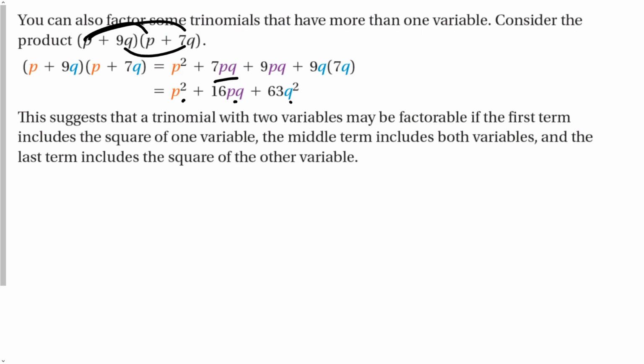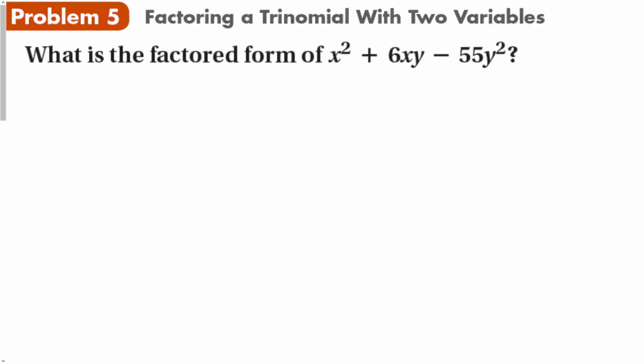So this suggests that a trinomial with two variables may also be factorable if the first term includes the square of one variable, the middle term includes both variables, one of each, and the last term includes the square of the other variable. Okay. Can I factor this? X squared, xy, one of each, y squared. So yes, I can. All right.